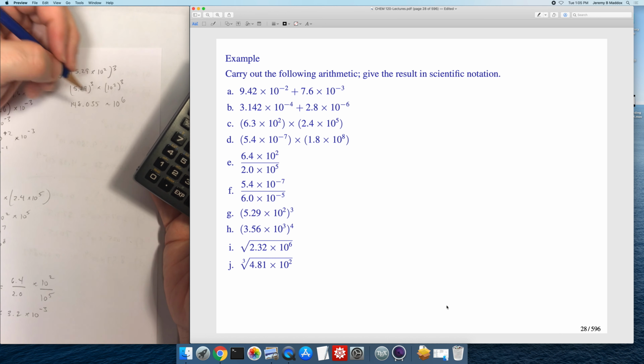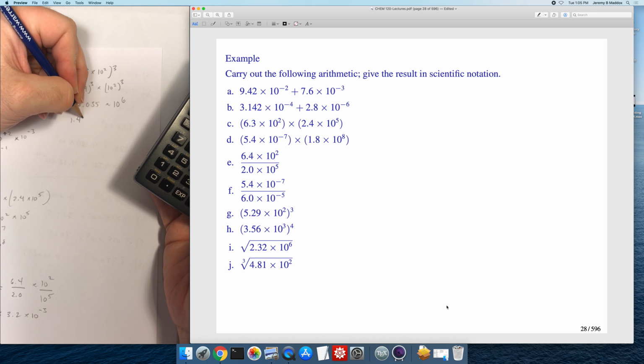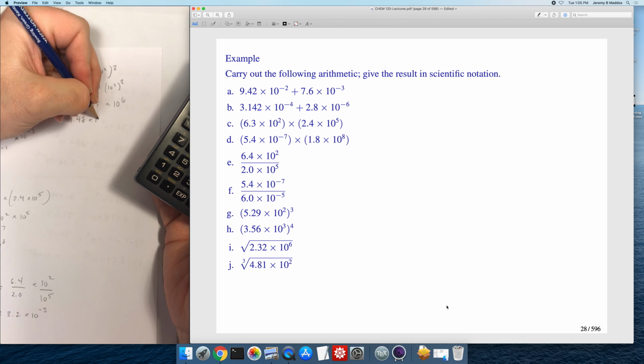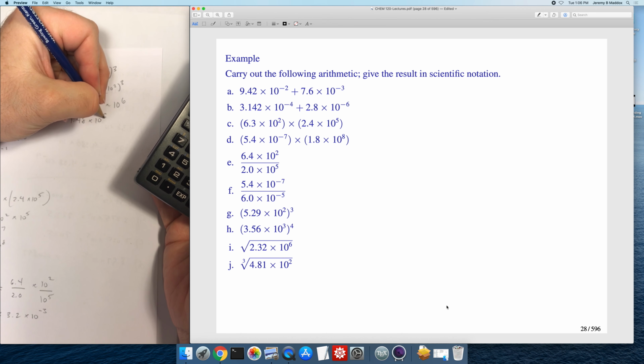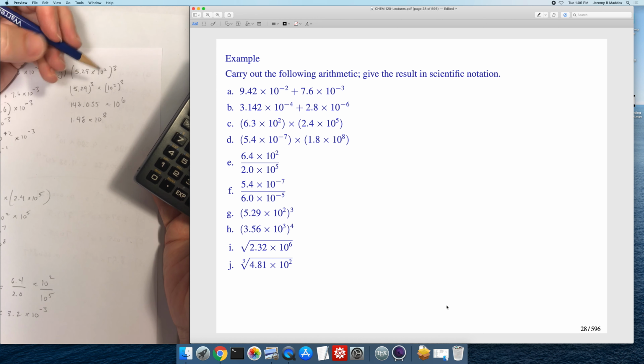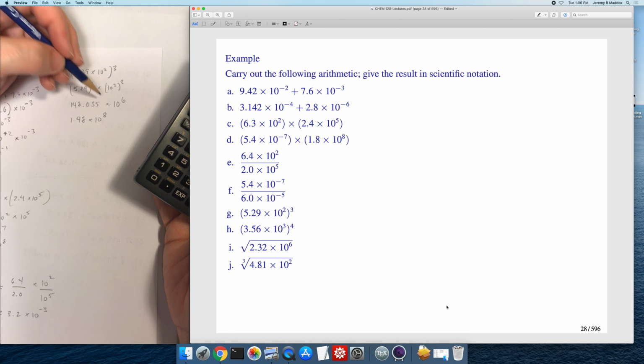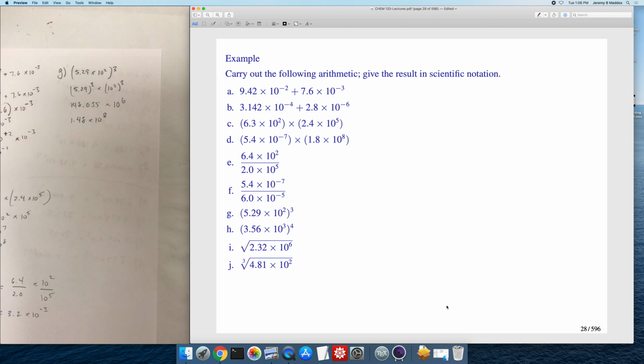Okay? And I'm going to write that as 1.48 times 10 to the 8th. Right? I'm putting it in proper scientific notation, and I've rounded to get rid of these insignificant decimals.